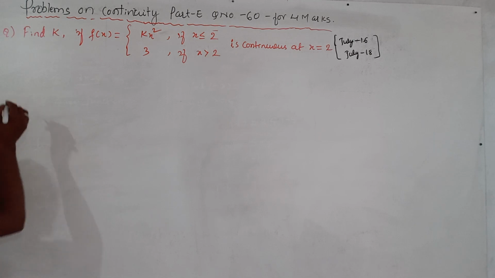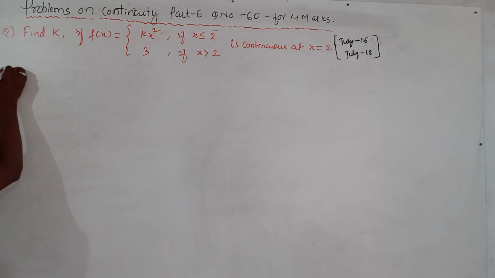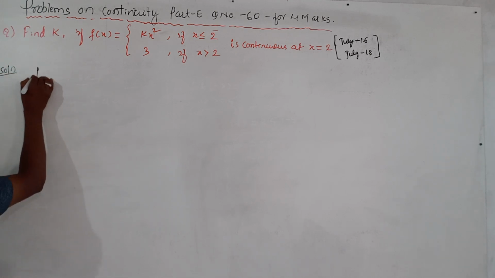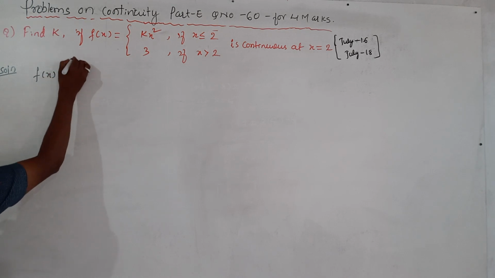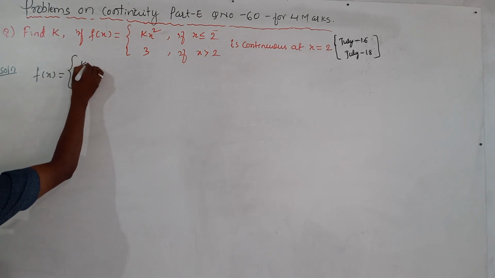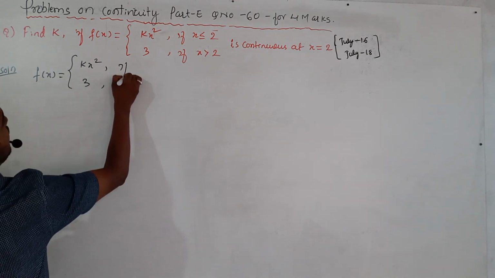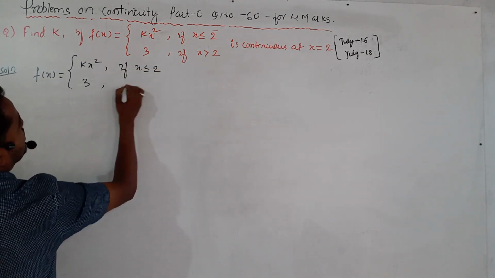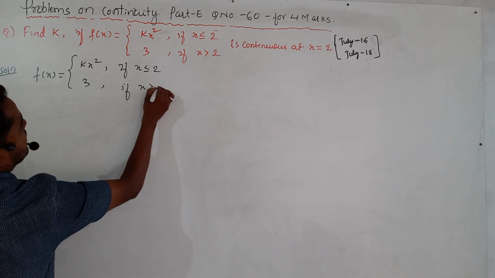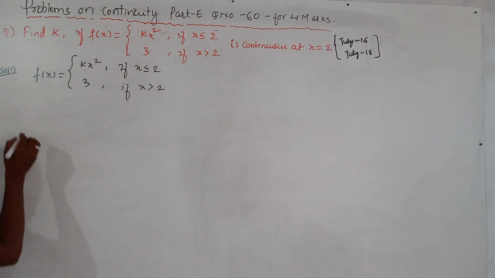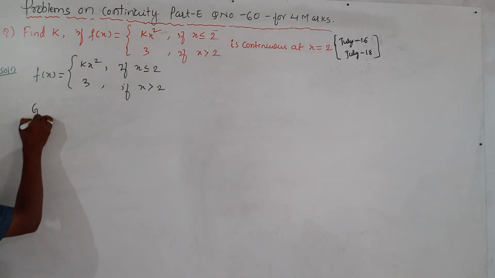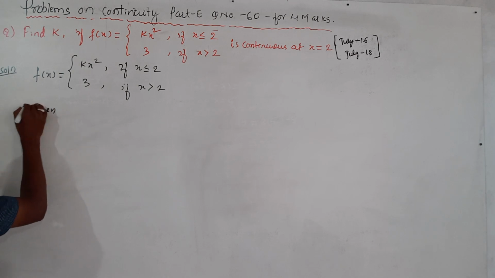Write the solution, first step as it is. Given function f of x is equal to kx square if x is less than or equal to 2, and 3 if x is greater than 2. Given function is continuous.